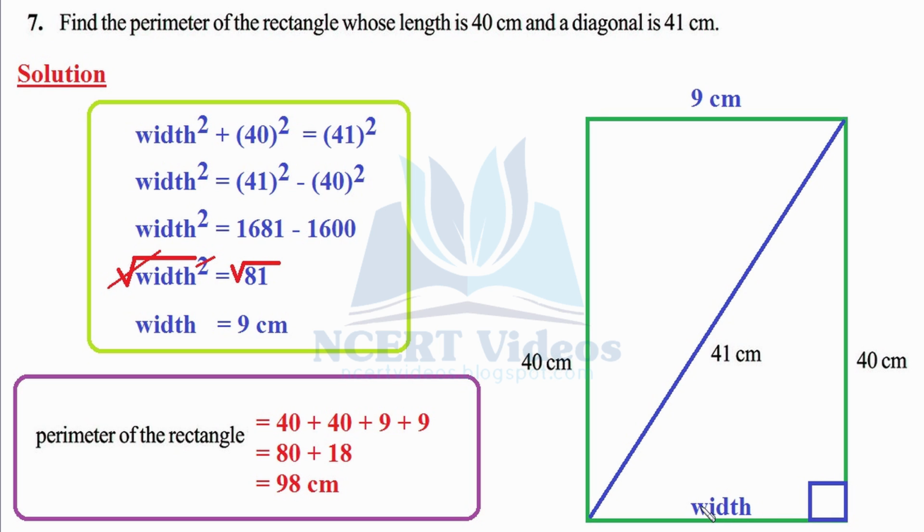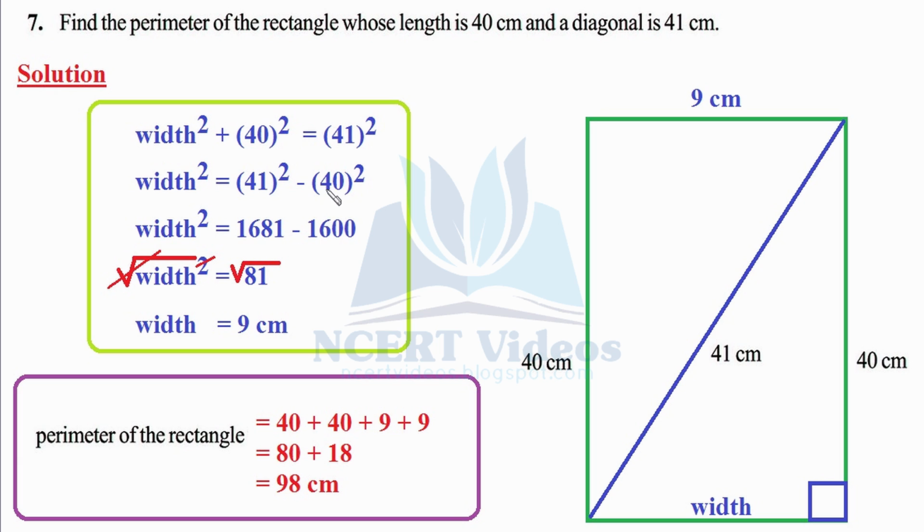Well, what will be your width? Since this is 90 degrees, opposite to it will be your hypotenuse. So width will be 41 square minus 40 square, or in an elaborated way, you can say that width square plus 40 square, that is sum of legs square, equals hypotenuse square, 41 square. Now simple algebra, width square equals, transposing it, the same thing, 41 square minus 40 square.